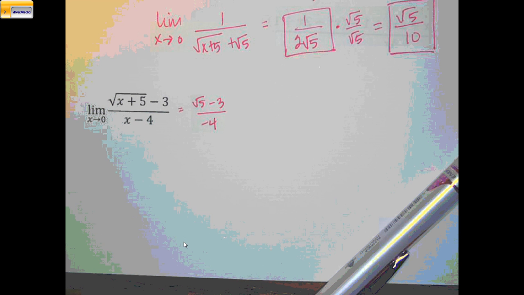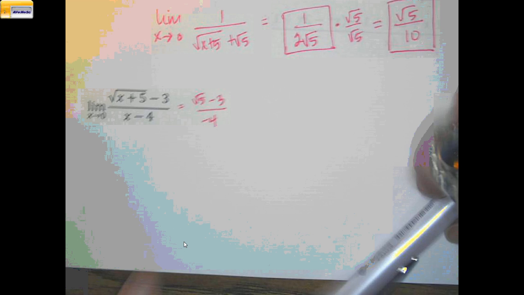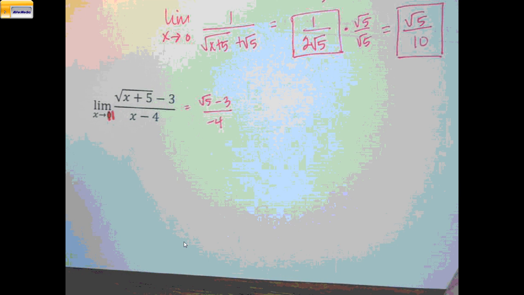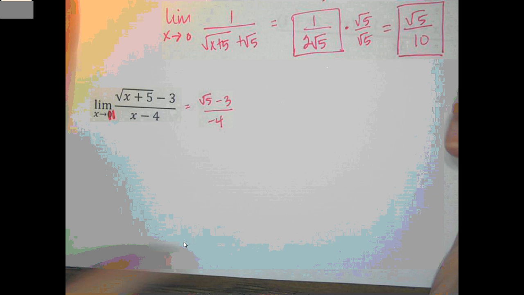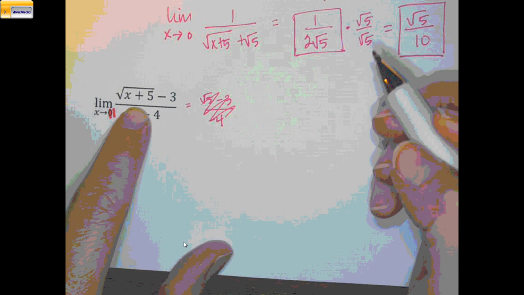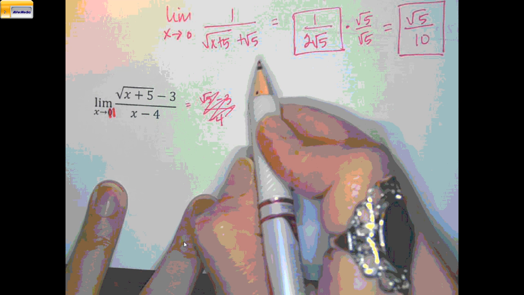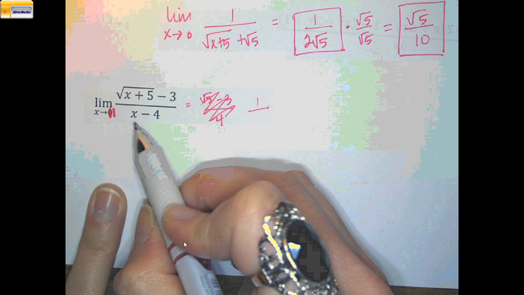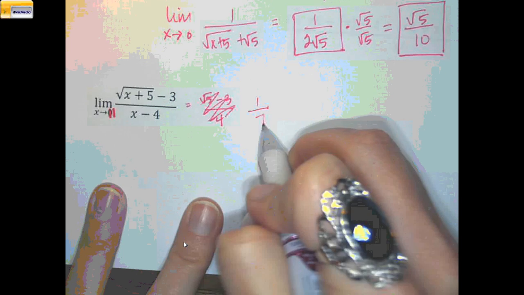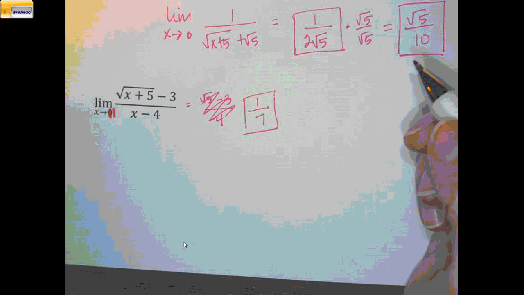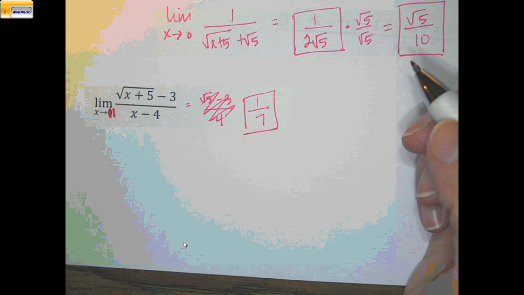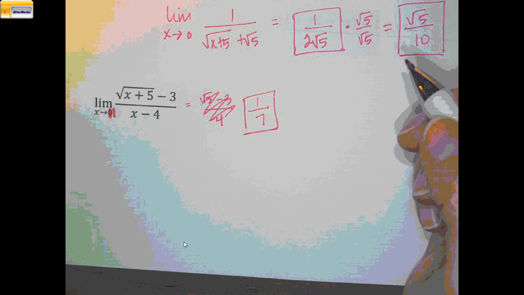Oh, the limit. The limit's supposed to be 11. Can you guys change that? Sorry. We're approaching 11. I should have changed that. I should have caught that. So if we put in 11, let's try this again. 11 plus 5 is 16. The square root of 16 is 4, and 4 minus 3 is 1. 11 minus 4 is 7, so I guess we just get a 7th. Did I do it? So it's 11, x plus 5 minus 3, x minus 4. Yeah, when we plugged it in, it worked, right? Yeah, so that's it.